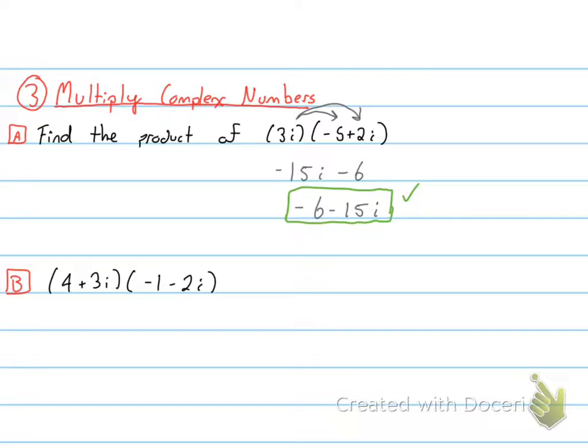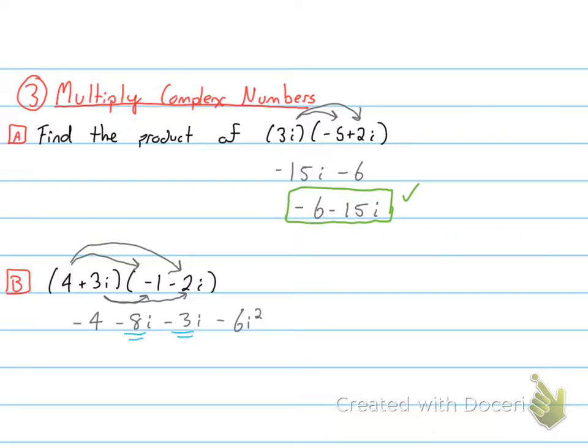Let's look at another example. Here I have 4 plus 3i times negative 1 minus 2i. Here I have two binomials, so I'm going to have to FOIL here. Here I have the first terms, negative 4, times the outside terms will leave me with minus 8i, inside terms minus 3i, and my last terms minus 6i squared. Here I combine like terms.